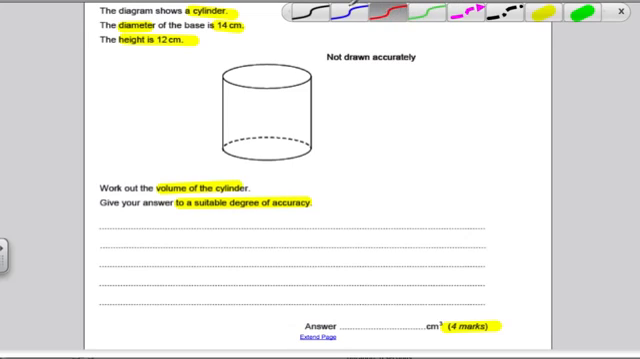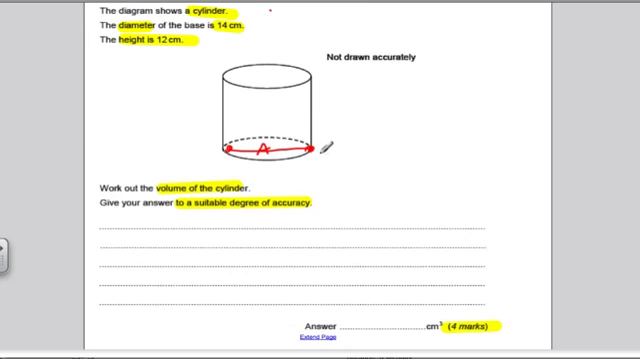Okay, well, how do we work out the volume of a cylinder? Well, we can work out the cross-section area of one of the sides, like the base. We work out the area of that, and we multiply it by the height of the shape. It tells us in the question the diameter of the circle is 14 centimeters, so we know that the radius of this circle must be 7 centimeters. We work out the area of the base or the top, it's the same thing, and we multiply it by the height, which is 12 centimeters. That would get us our volume.